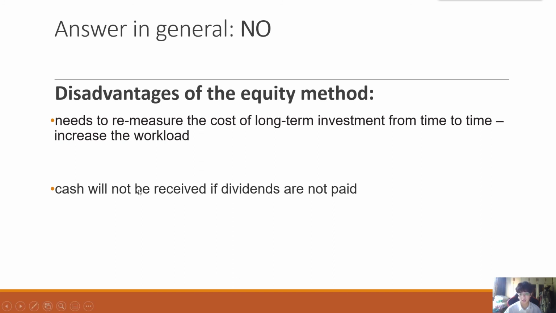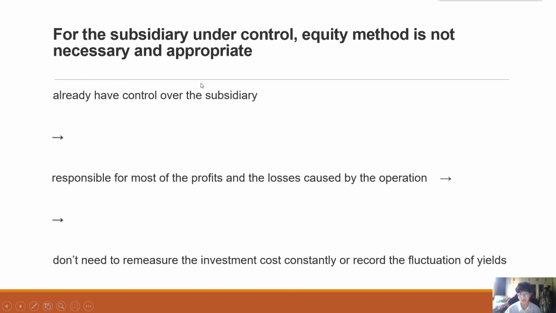So here we can see that there are two disadvantages of the active method. Firstly, it needs to remeasure the cost of long-term investment from time to time, which will increase the workload of accounting a lot. And secondly, investment income is the net profit of the investment object, and net profit is only on paper, which means that cash will not be received if dividends are not paid.